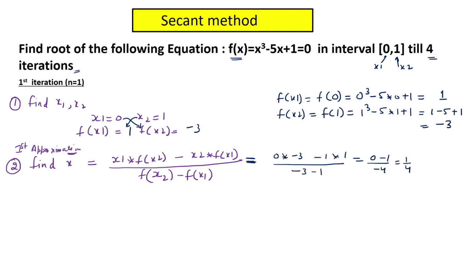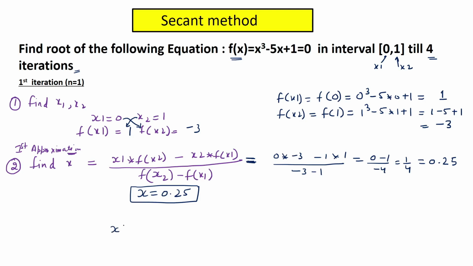After solving, we will be getting 1 by 4, and 1 by 4 is 0.25. So this is the value of the x. Now before moving to the second iteration, we have to decide what will be the new value of the x1 and x2. That is, what new boundaries we will be using in our second iteration.